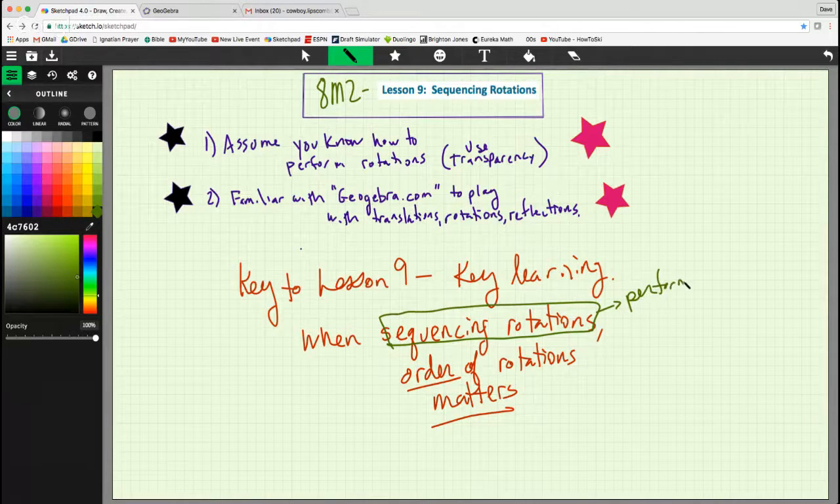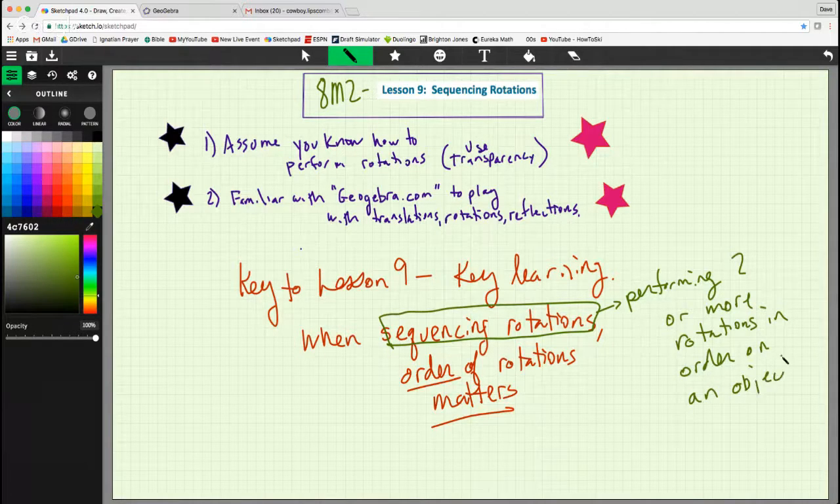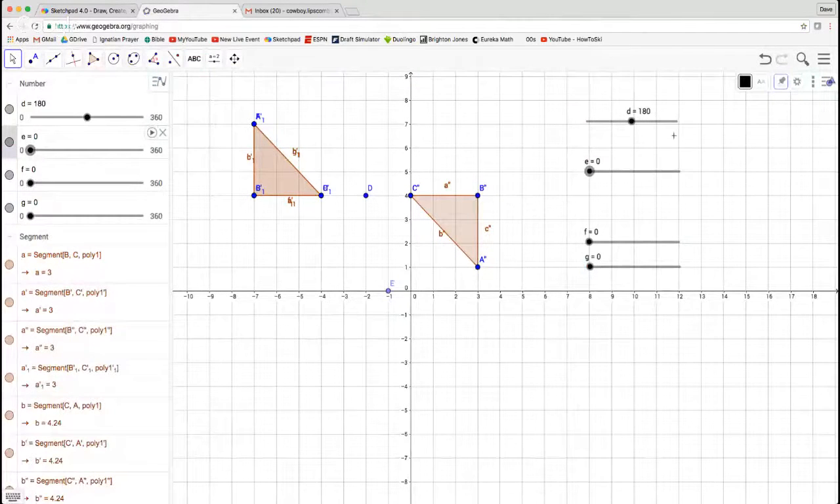And sequencing basically means, let's define this word, sequencing rotations: performing 2 or more rotations in order on an object. Okay, that's what sequencing rotations means. And if I were to take an object and rotate it around one point and then around another point, it often, or 99.9% of the time, will be different than if I rotate it around the second point and then around the first point. Okay, that's the key learning. Now let's see it in action.